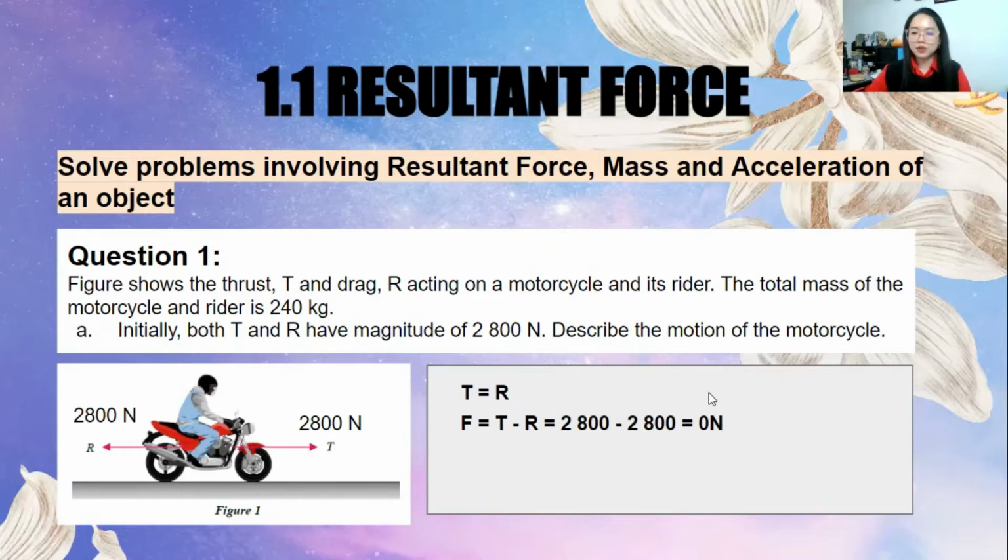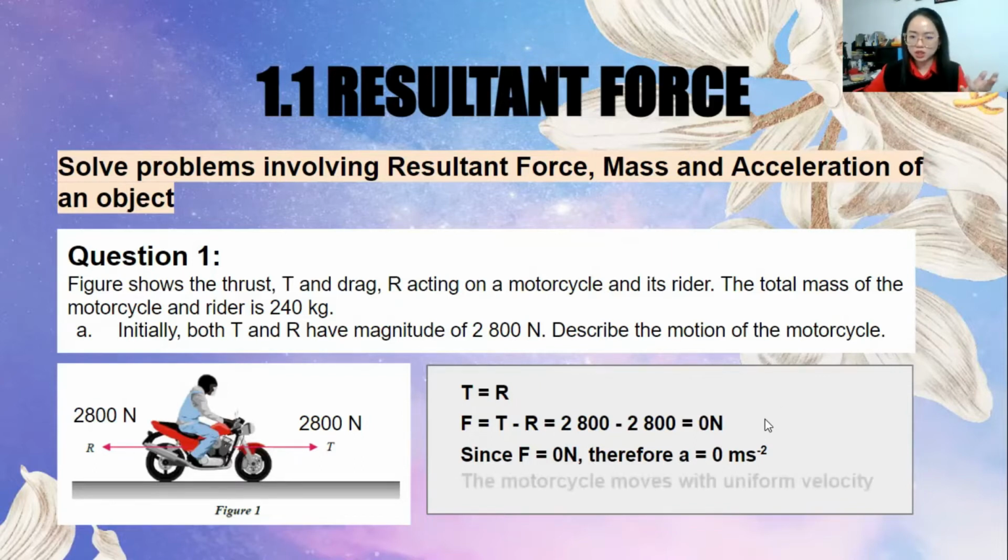Okay, next. After you get 0 Newton, you are going to state it. Since F is equal to 0 Newton, therefore a is equal to 0 meter per second per second. Because the question says the motorcycle is moving, the motorcycle will move with a uniform velocity. That's the answer. Okay, I told you before there are two situations where acceleration is equal to 0. First is when the object is stationary. Second, when the object is moving at uniform velocity. So that's what you learned. Okay, make sure that you remember that concept.